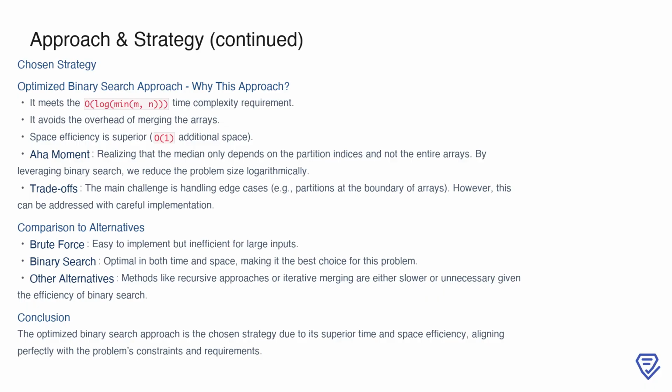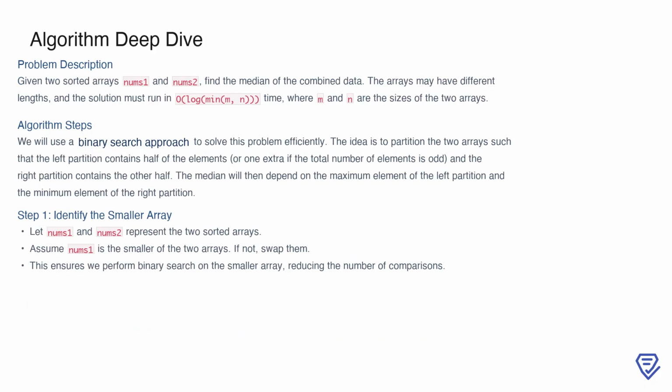requirements of the problem. To solve the problem of finding the median of two sorted arrays, we need an efficient approach since the solution must run in O(log min(m, n)) time. Here, m and n represent the lengths of the two arrays. The key idea is to partition the arrays into two halves such that the left partition contains half of the total elements, or one extra if the total number of elements is odd, and the right partition contains the rest. Once we successfully divide the arrays this way, the median is simply determined by the maximum value in the left partition and the minimum value in the right partition.